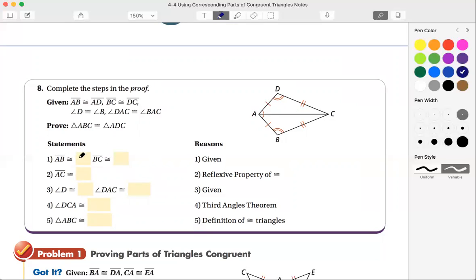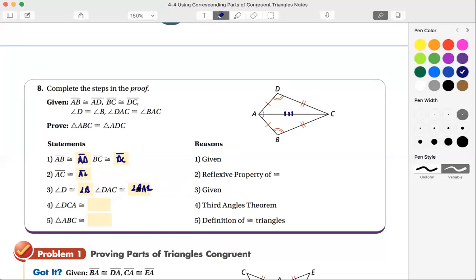We know from the given, line segment AD is congruent to line segment AD. Line segment BC is also congruent to line segment DC. And that is our given information. Well, we also know that line segment AC is congruent to itself by the reflexive property of congruence. We were told angle D is congruent to angle B, and angle DAC is congruent to angle BAC. And that was given.